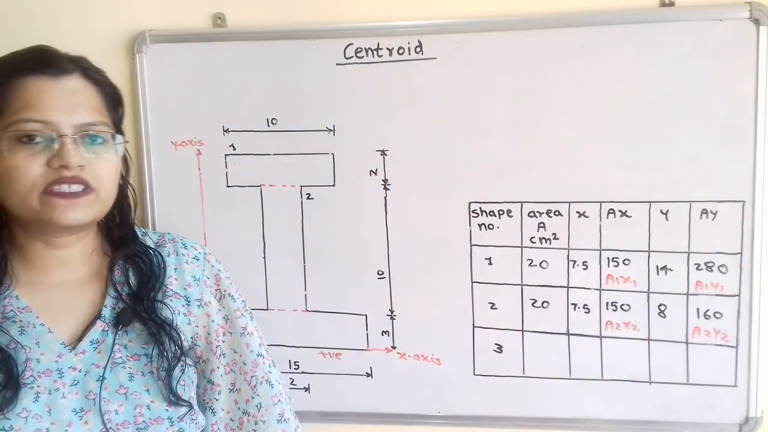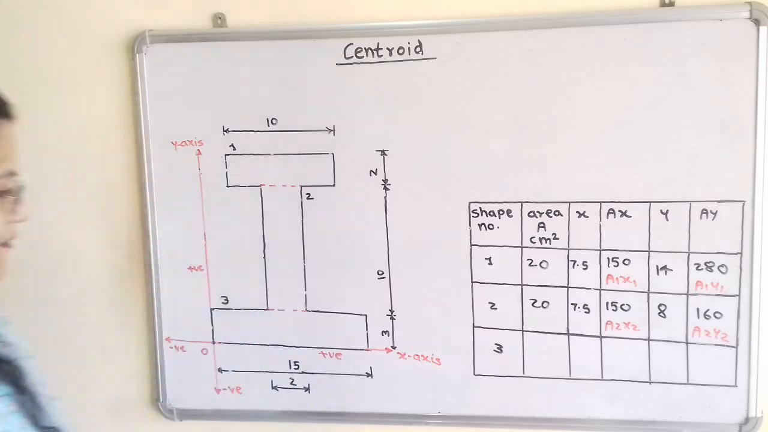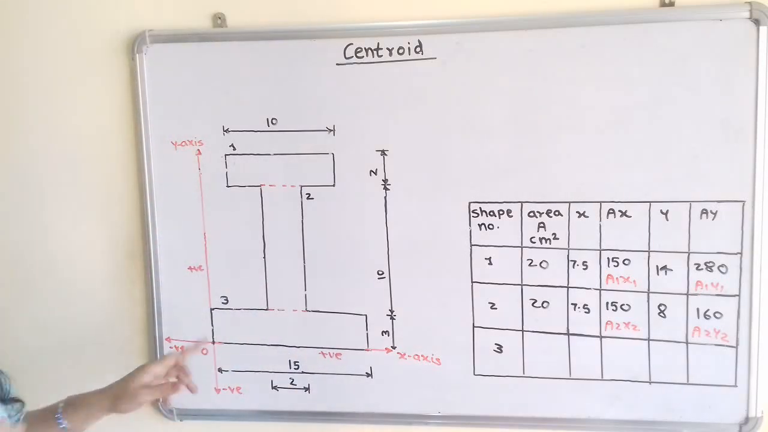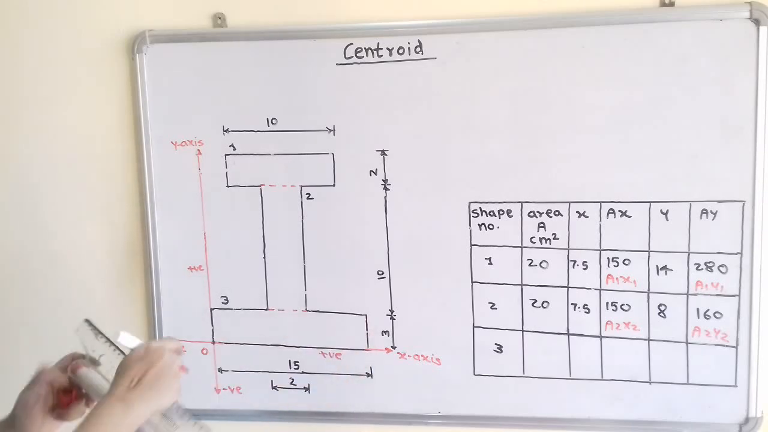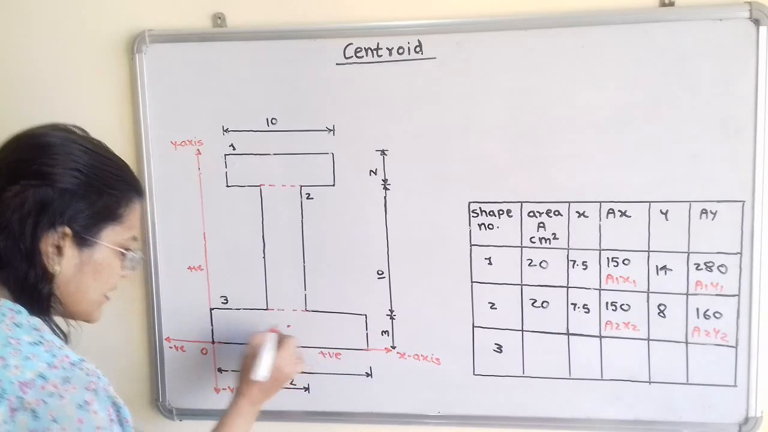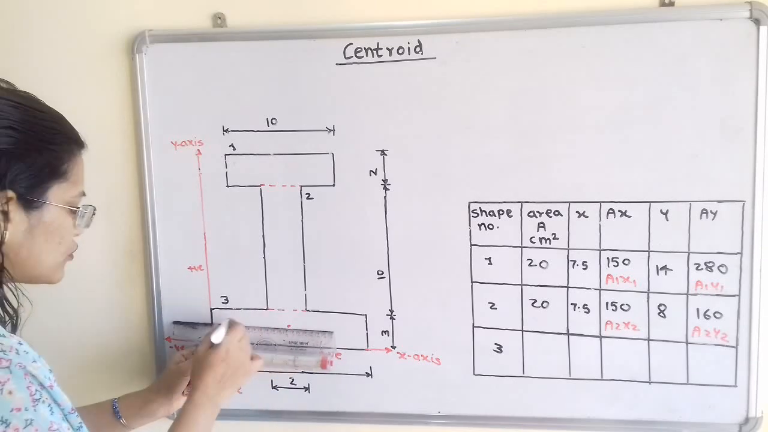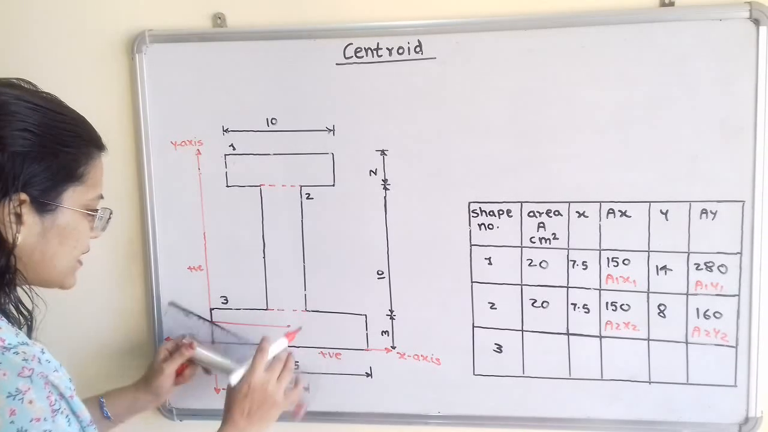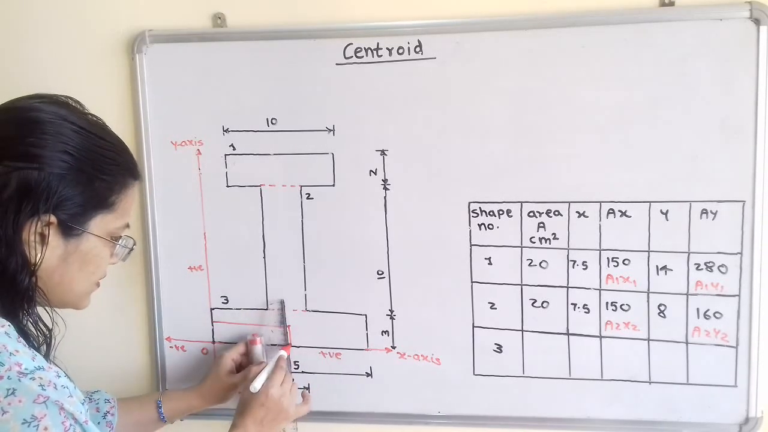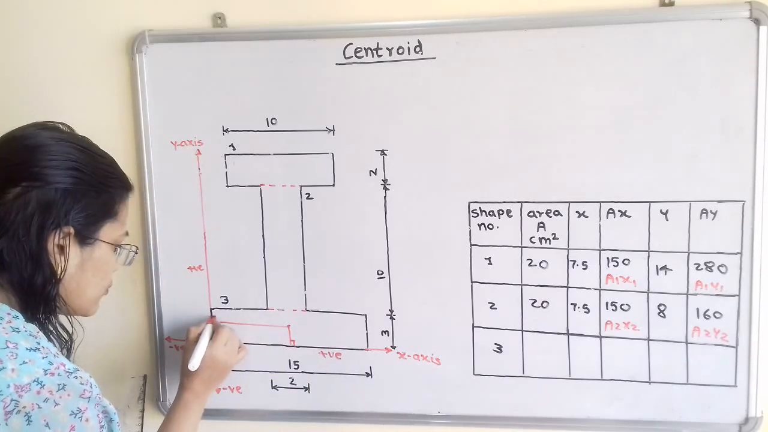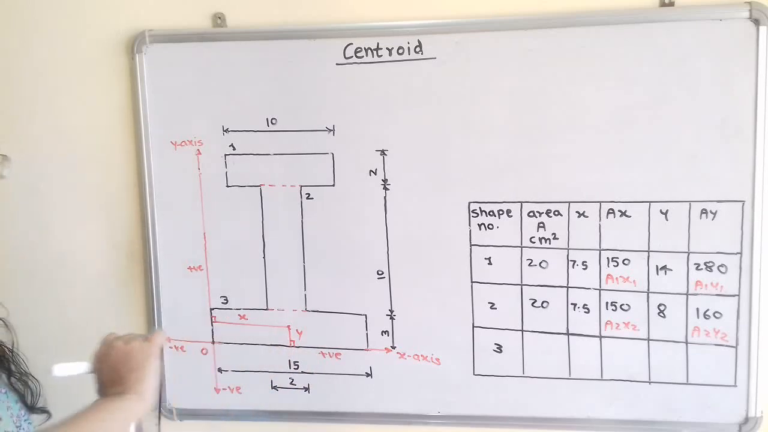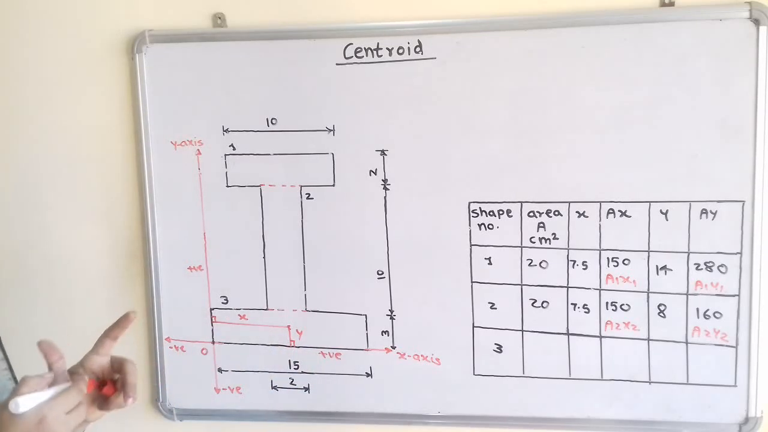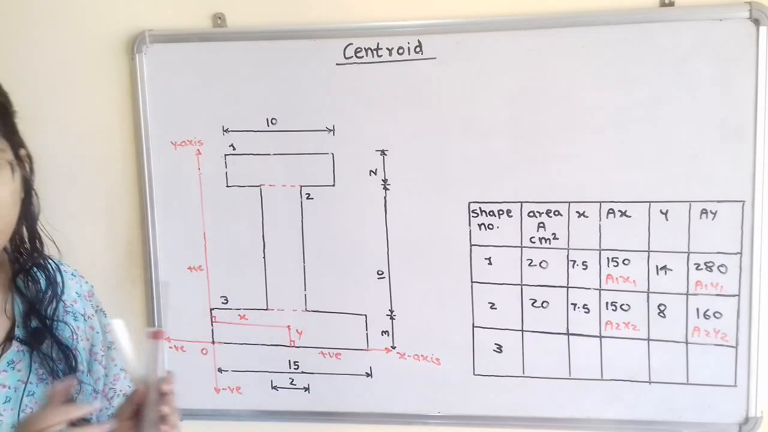Now we will move to the shape number 3. So again we will select the center point. So here length is 15 centimeter and height is 3 centimeter. So we will select here the center point. Now next step, we will draw perpendicular on x axis as well as y axis. So this horizontal distance is known as x and this vertical distance is known as y. So we will write the values of x as well as y.